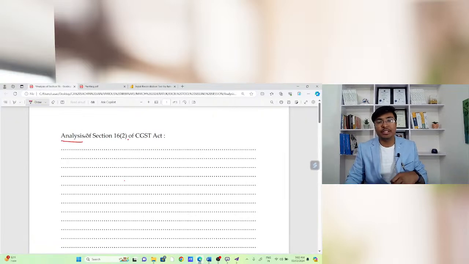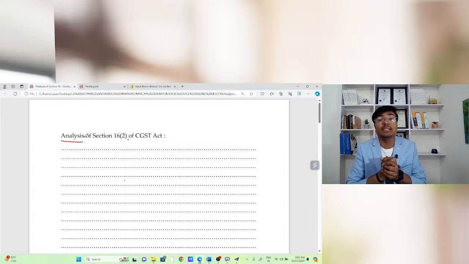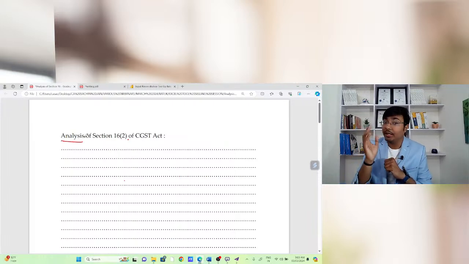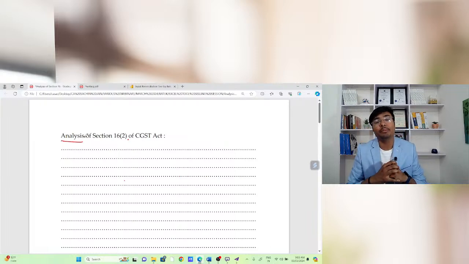So today, this session is especially designed for the GST officers and their staff, and we are going to discuss something important about input reconciliations and the importance of Section 16, Subsection 2 of the GST Act. This is a short session, and we are going to discuss something very important from this input reconciliation perspective.